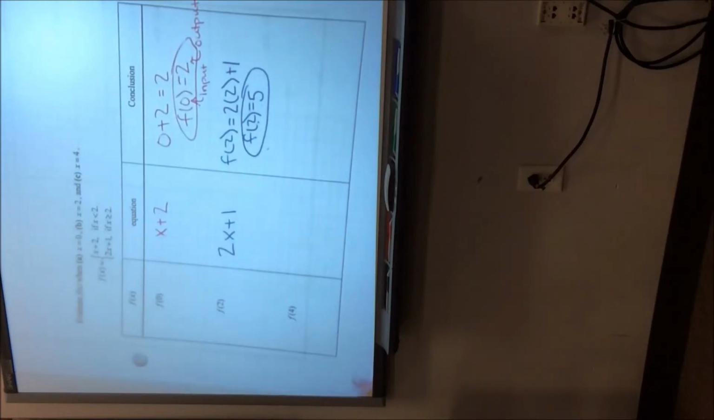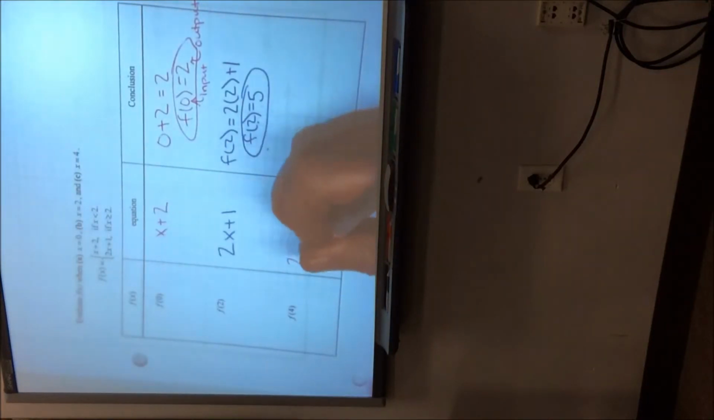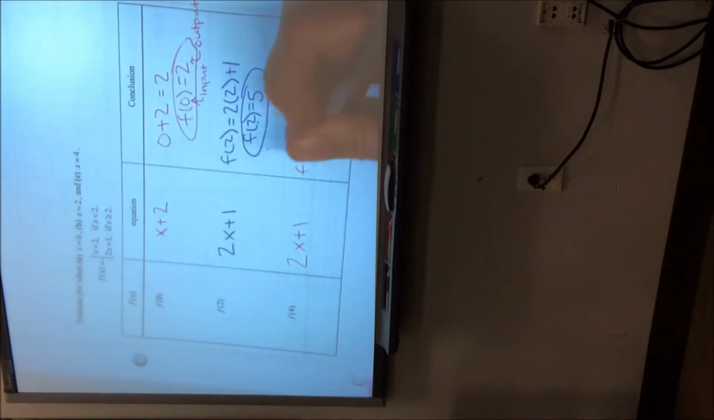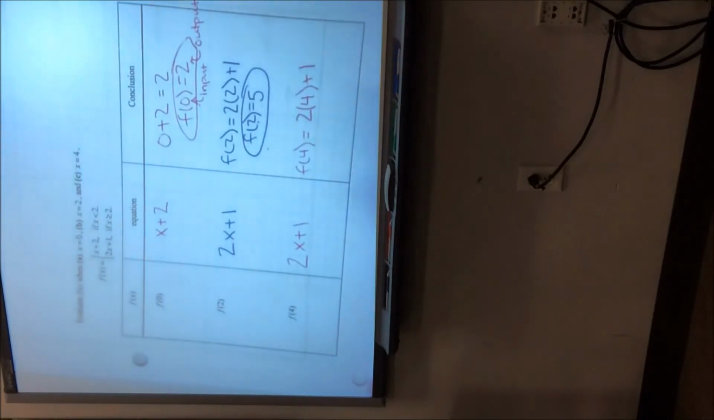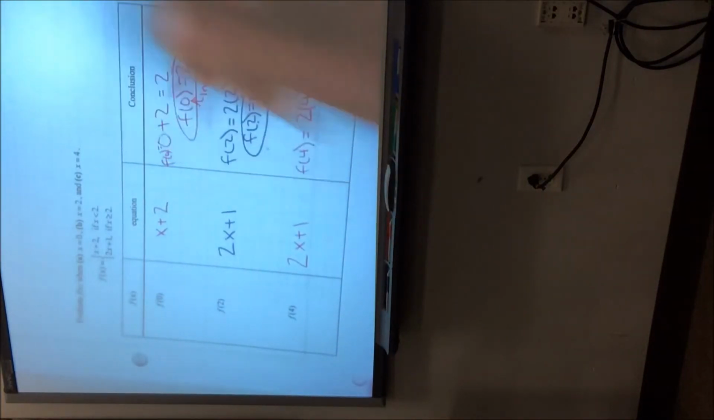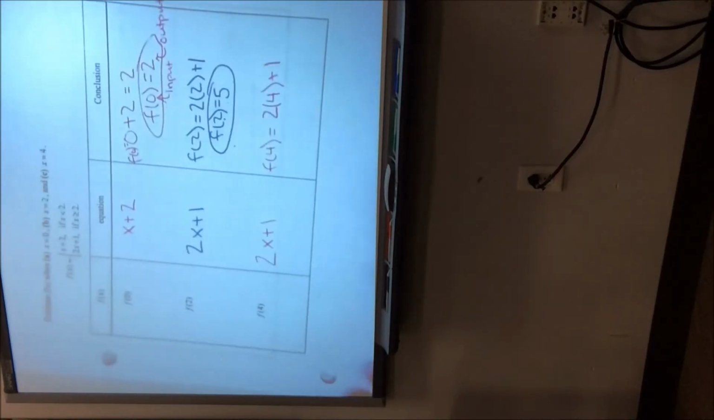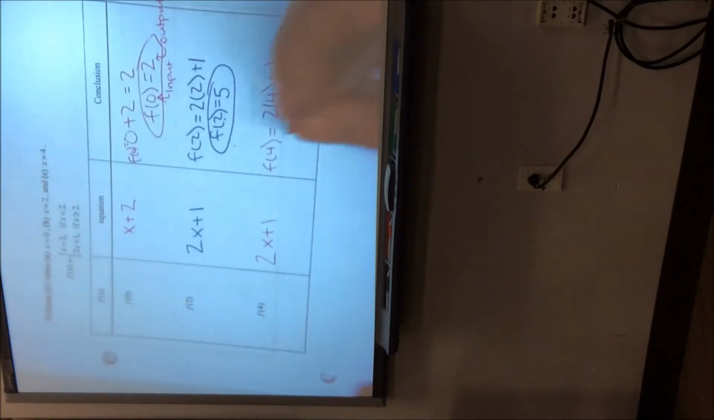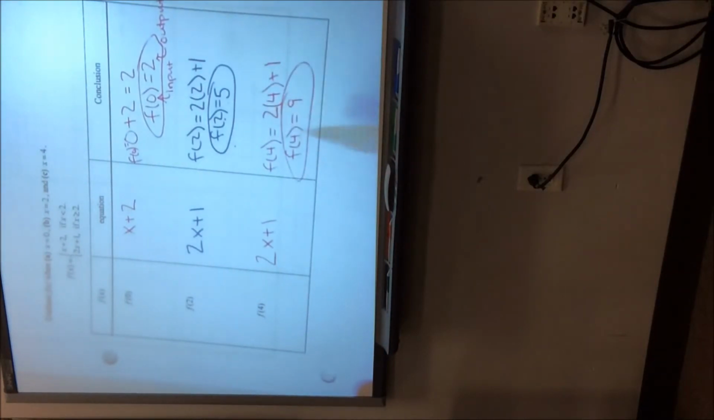What about if it said f of 4? Evaluate your function when x is 4. Which equation would I use? 2x plus 1, because 4 is greater than 2. So my function when x is 4 equals 2 times 4 plus 1. What's 2 times 4? 8. And 8 plus 1 is? 9. Great. So if I put in a 4, I will get out a 9. X is 4, y is 9.